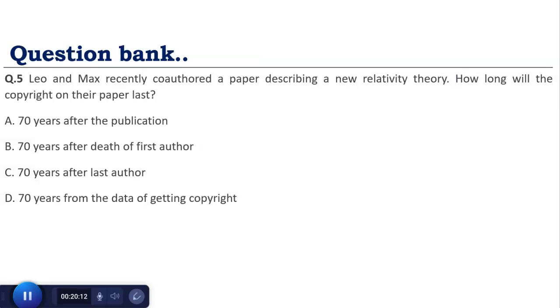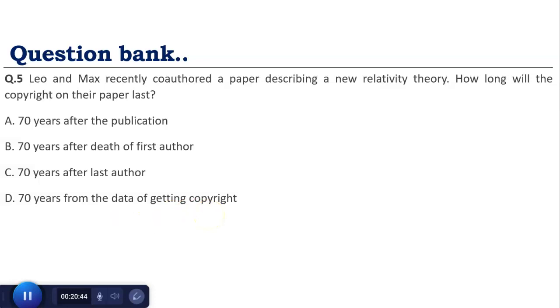Last and very important question for the exam. Let's say two people, Leo and Max, recently co-authored a paper describing a new relativity theory of physics. How long will the copyright of their paper last? So how long will their idea be protected? So first option, 70 years after publication, 70 years after death of the first author, 70 years after death of the last author, and 70 years from date of getting copyright protection.